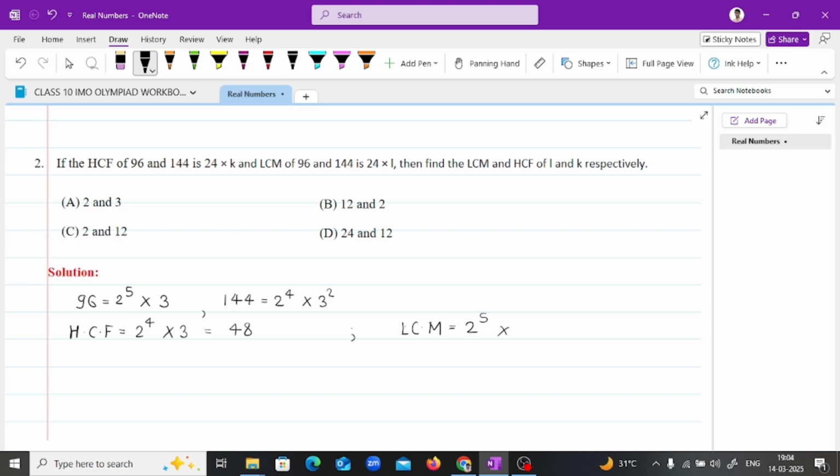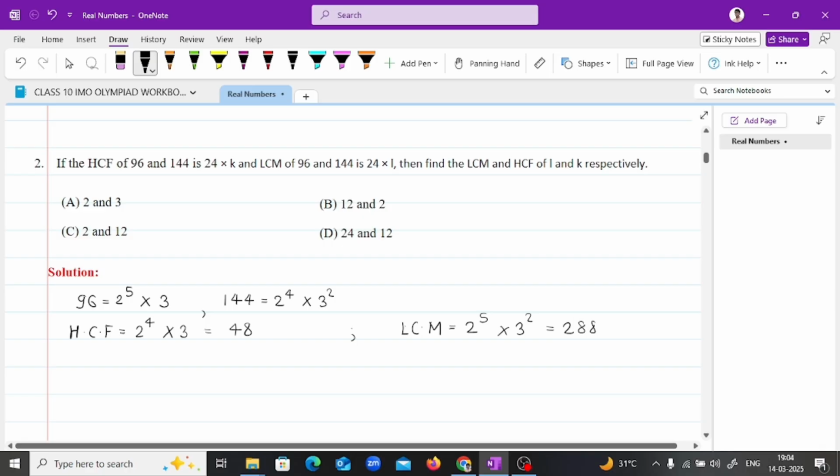So the common multiple will be 3 raised to 2, that is 3 square, which is nothing but 9, and the product of 2 raised to 5 into 3 square will be 288. Okay, so the HCF of 96 and 144 is 48, and the LCM of 96 and 144 is 288.